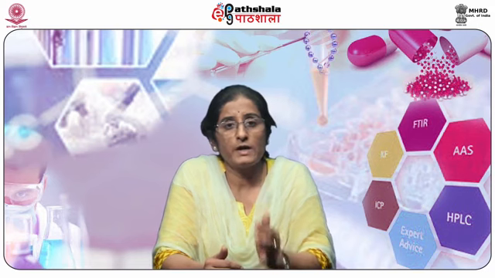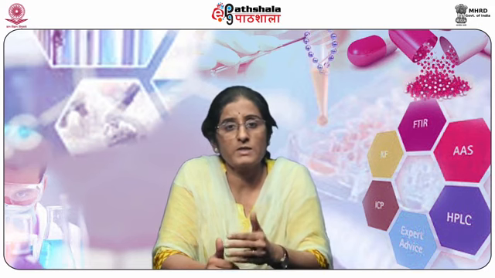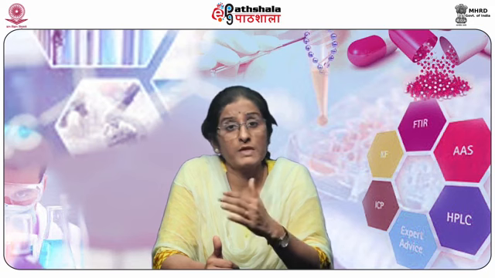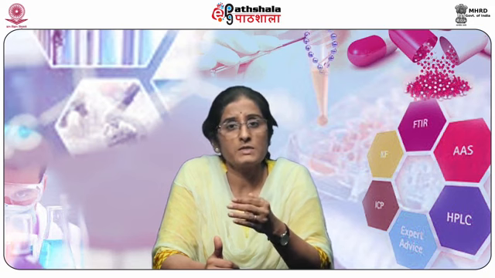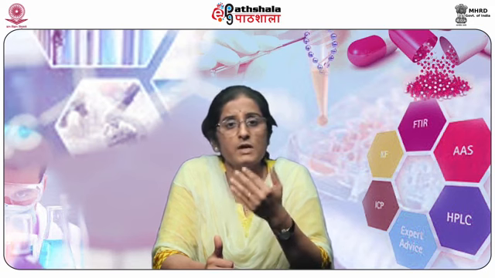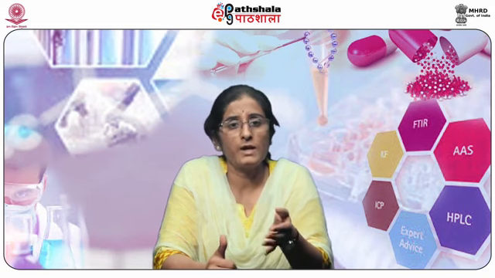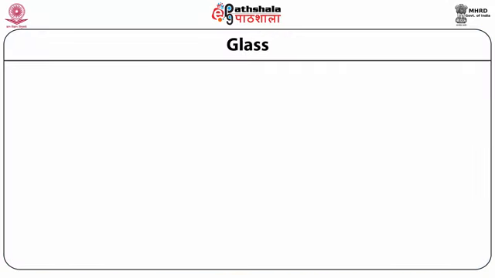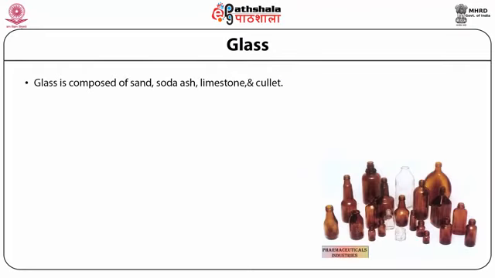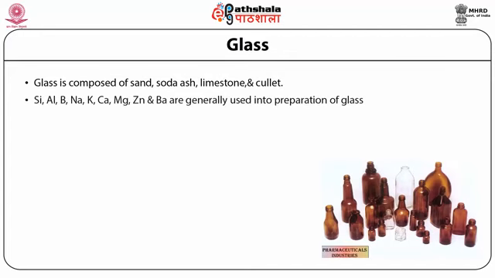It should provide an excellent barrier against practically every element except light. Colored glass, especially amber color glass, can give protection against light when it is required. Glass as a packaging material. The glass is composed of sand, soda ash, limestone, and kaolin. Silica, aluminium, boron, sodium, potassium, calcium, magnesium, zinc, and barium are generally used in the preparation of the glass.